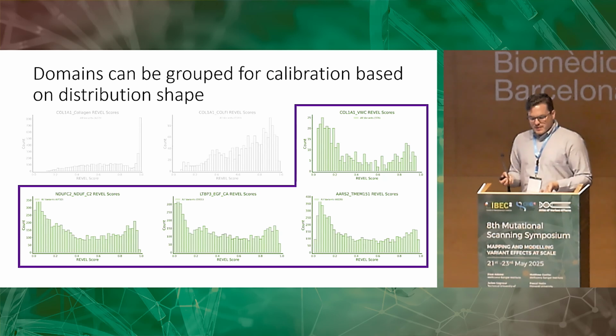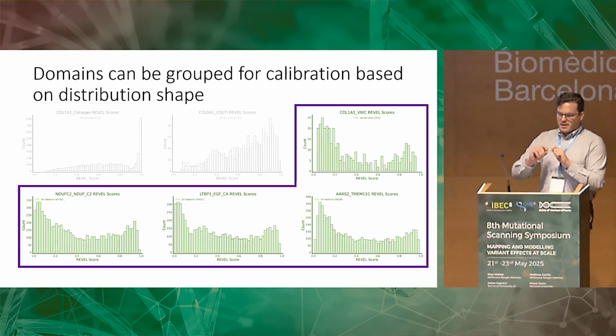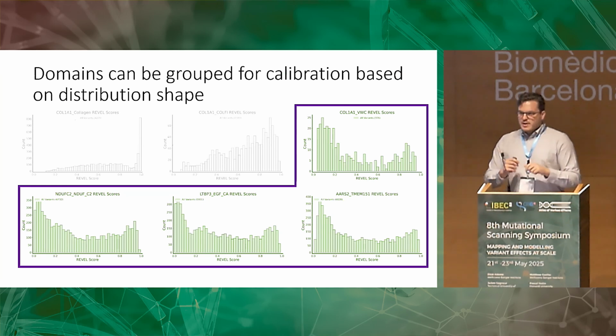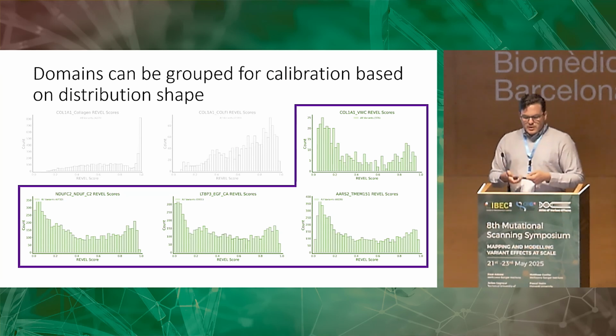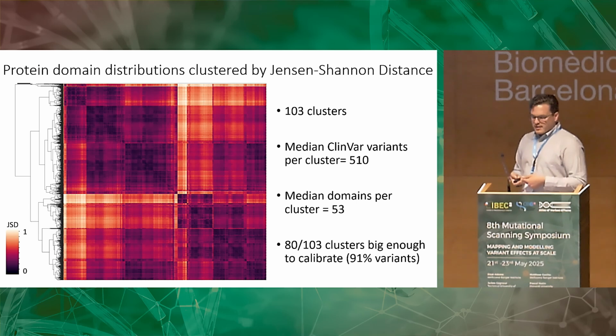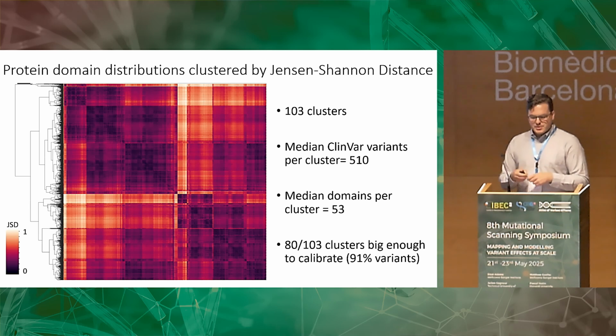So we take advantage of this to compare all domains by their distribution shape of all Revel scores, and we compare them using Jensen-Shannon distance, so just a measure of how similar two distributions are. And when we do this across all domains of all disease genes, we get a massive heat map that looks like this, but this allows us to cluster domains by their distribution shape into now 103 clusters.